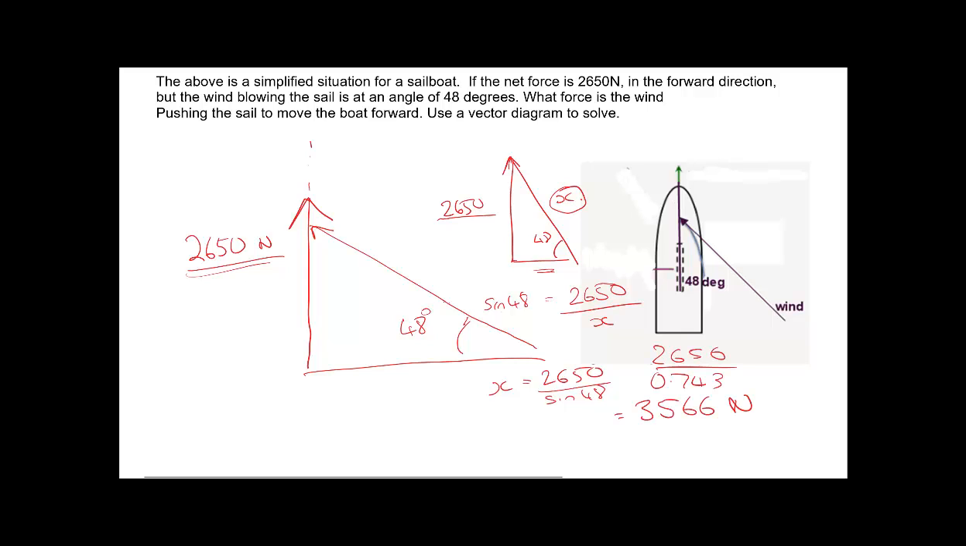So if we then carry on and solve that, it's 2650, if I did that right, I'll just check. 2650 divided by 0.743 is 3566 newtons. Now if that was to 2 significant figures, that would just be 3600 newtons. Okay, and that's that one.